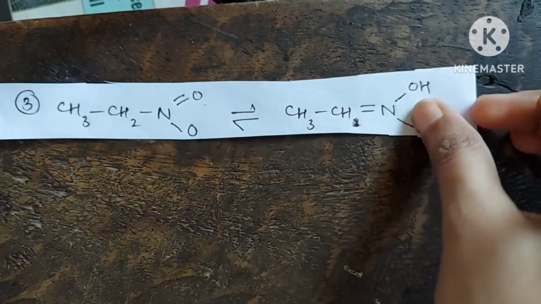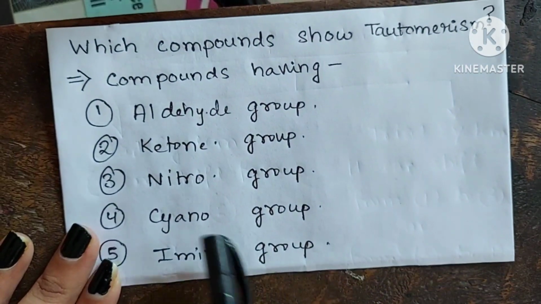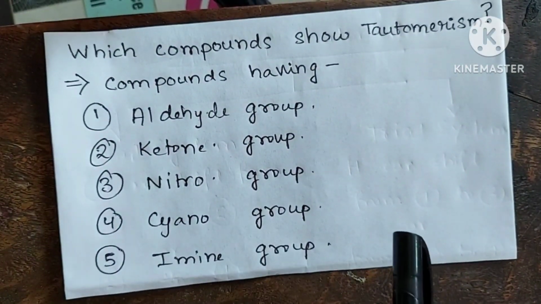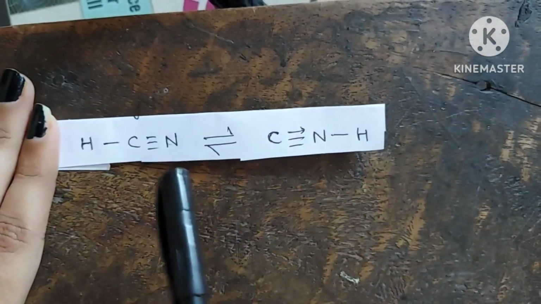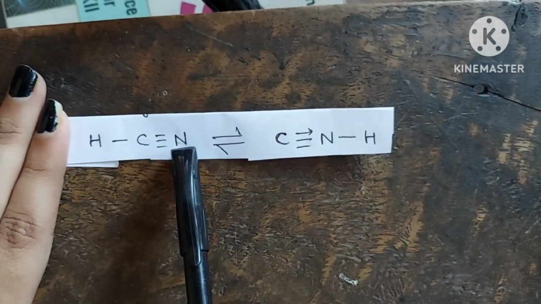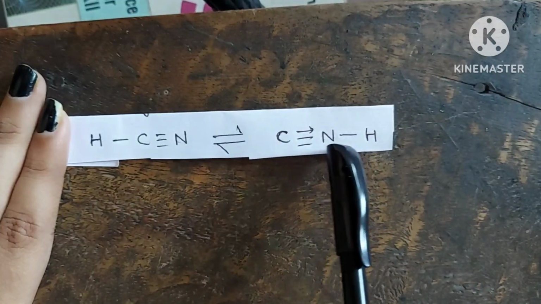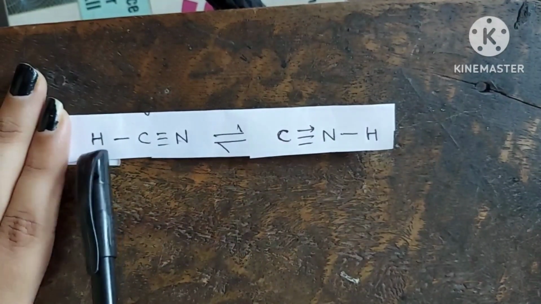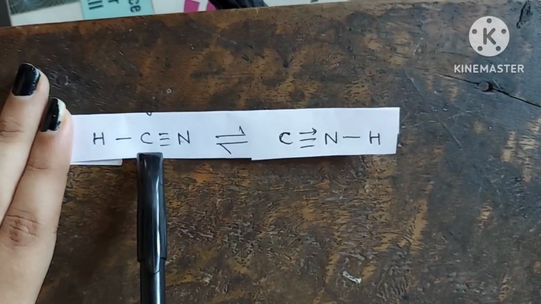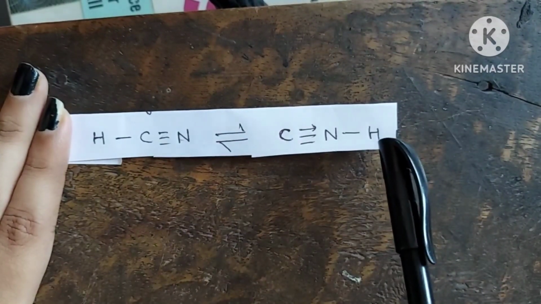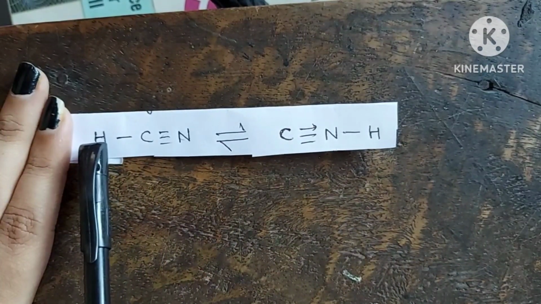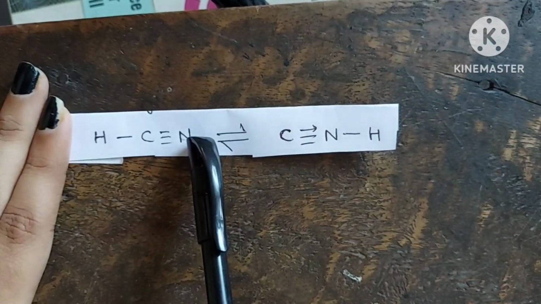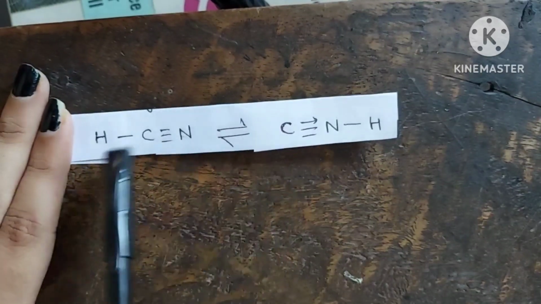Now next we will study the example of cyano group. See here, this is cyanide. This is the cyanide group CN. It is changing to this. See here, hydrogen was present with carbon, and here hydrogen is present with nitrogen. The hydrogen is coming from carbon to nitrogen. Here tautomerism is taking place.